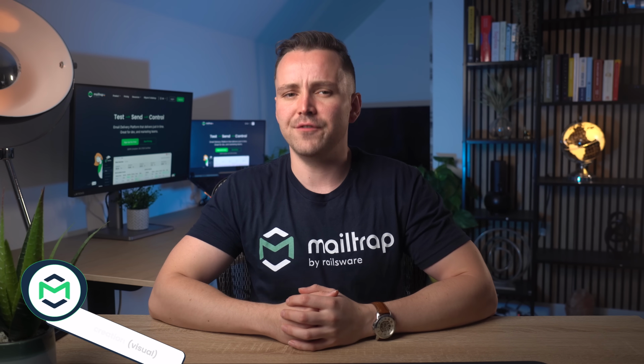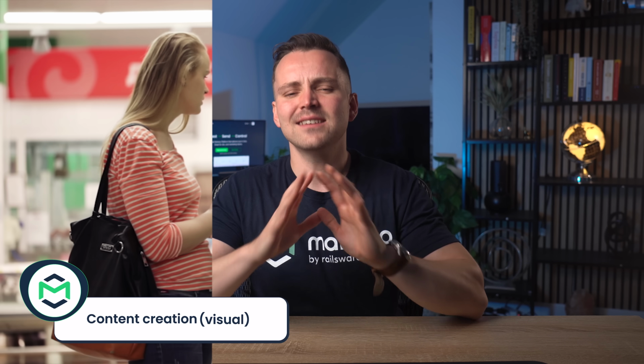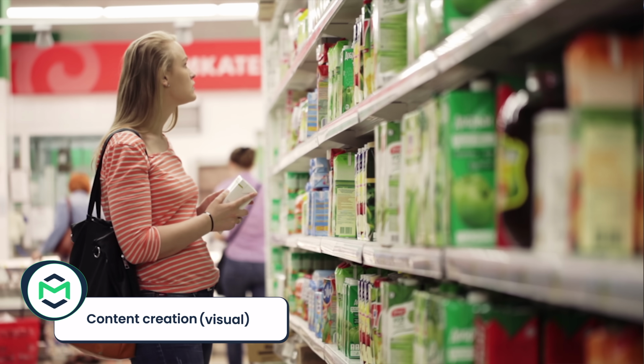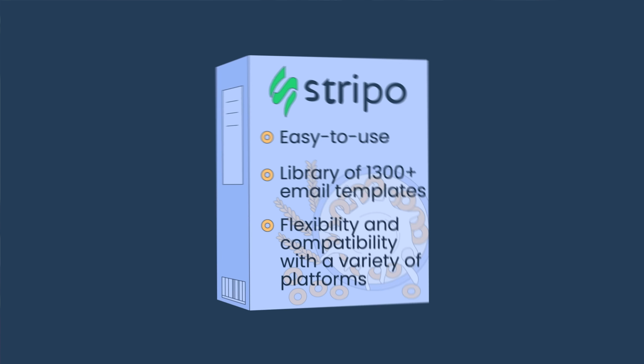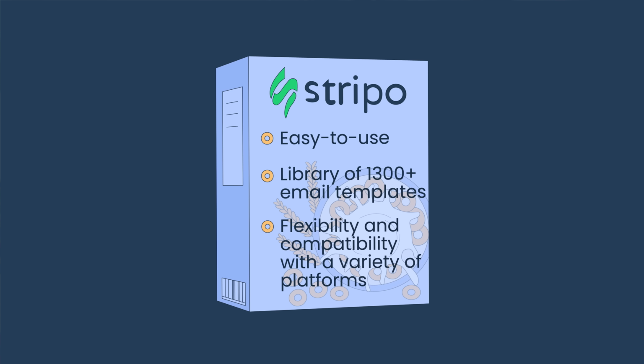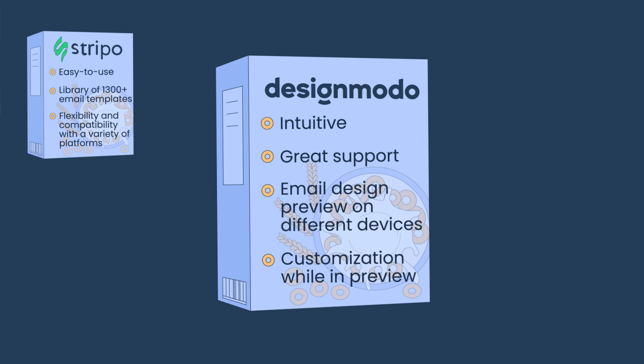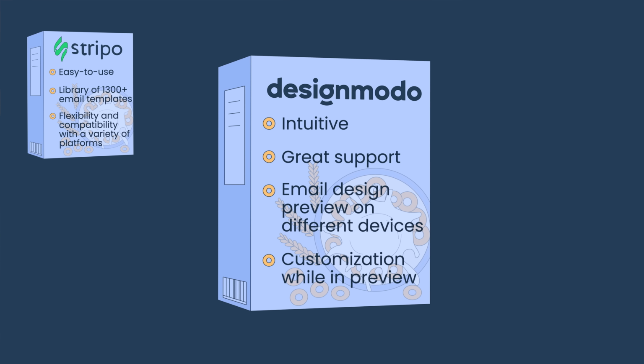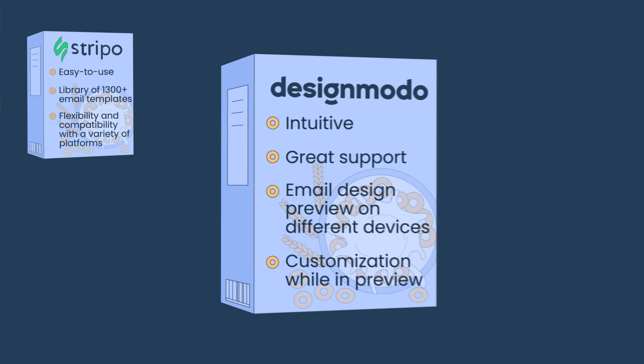Now, when it comes to creating visuals and designs, the market is again saturated with different AI solutions, with the most talked about being Stripo, the easy-to-use editor popular for its library of 1,300+ email templates, as well as its flexibility and compatibility with a variety of platforms, including Outlook, Mailchimp, and Firefox versions. DesignModo Postcards, an intuitive AI email design solution with great support and a distinctive feature that allows you to preview email designs on different devices and customize them while in preview.